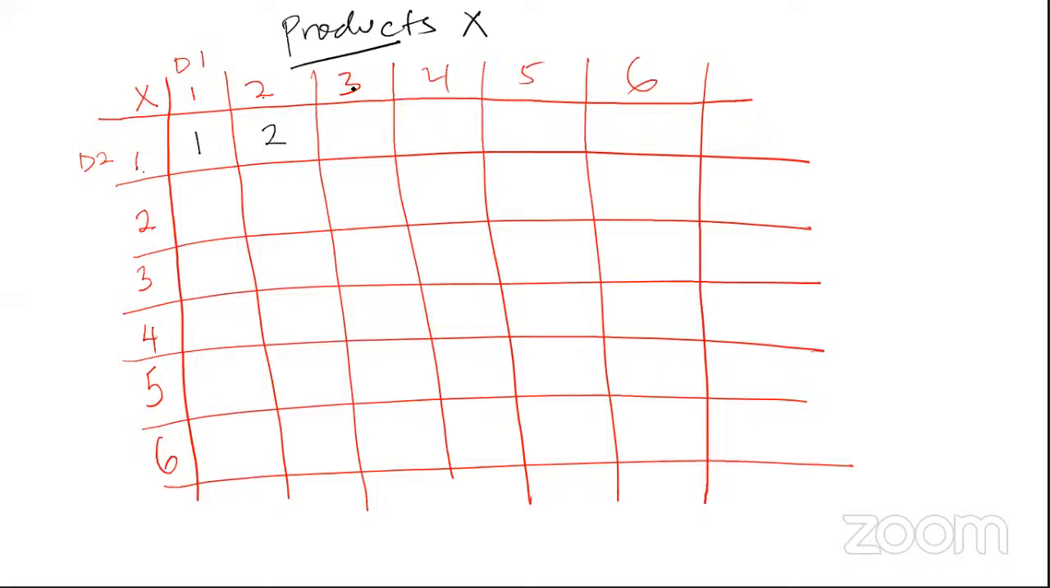Then 1 times 3, you get 3, like that. 1 times 4, you get 4. 1 times 5, you get 5. Then 1 times 6, you get 6. That line is done. Then you go to 2. 2 times 1, you get 2. 2 times 2, you come to 4. 2 times 3, you get 6. You keep moving on and on.